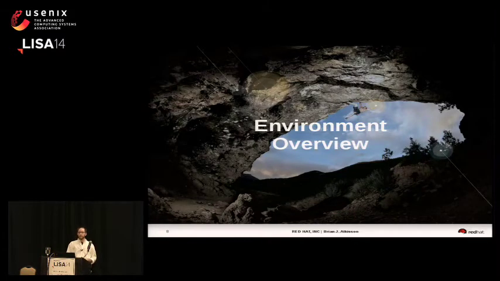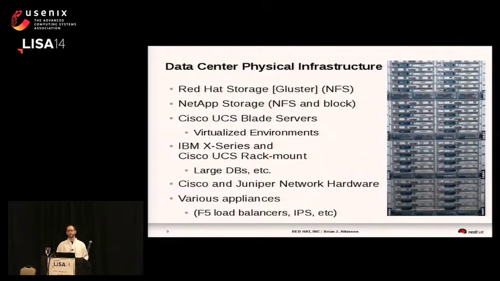So I'll go over a brief overview of how the IT server environment is structured. It's obviously a much larger topic. On the data center physical infrastructure side of things, we obviously use Red Hat Storage to provide NFS storage, Gluster. We're a fairly large NetApp shop for providing NFS and block storage. On the server side, we use Cisco UCS Blade servers. We found those to be very nice. And on the rack mount server side, we use IBM X Series and UCS rack mount. We also have tons of other equipment manufacturers throughout the environment. And on the engineering development side, they obviously have everything that's ever been created.